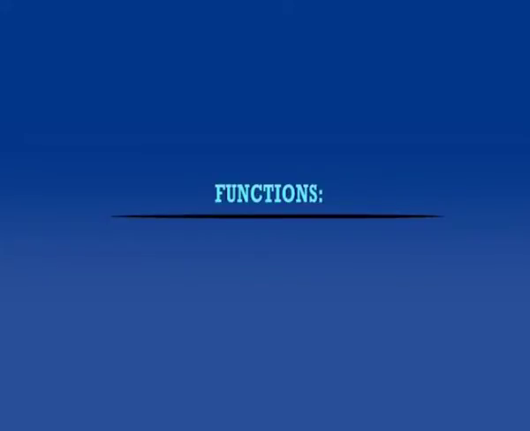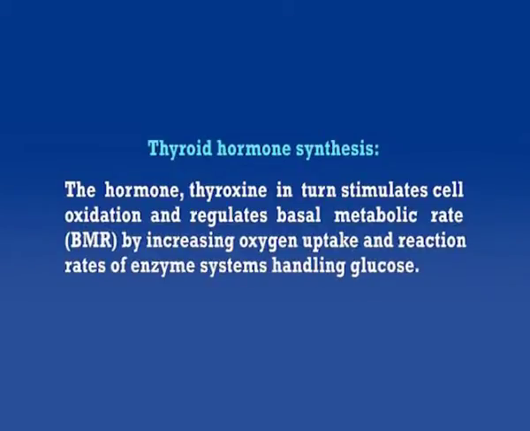Let's see the function of iodine. Thyroid hormone synthesis. Iodine participates in the synthesis of thyroid hormones as its only known function in human metabolism. The hormone thyroxine, in turn, stimulates cell oxidation and regulates basal metabolic rate by increasing oxygen uptake and reaction rates of enzyme systems handling glucose. In this role, iodine indirectly exerts a tremendous influence on the body's total metabolism.